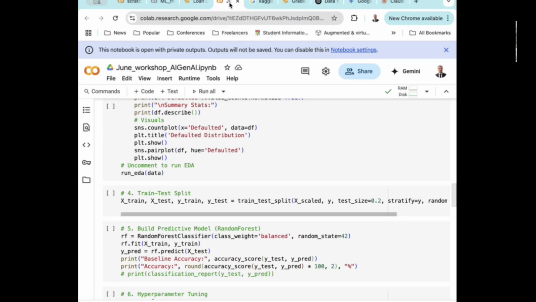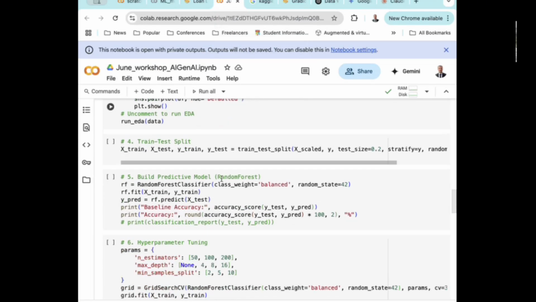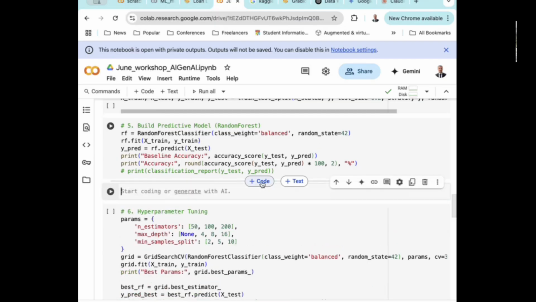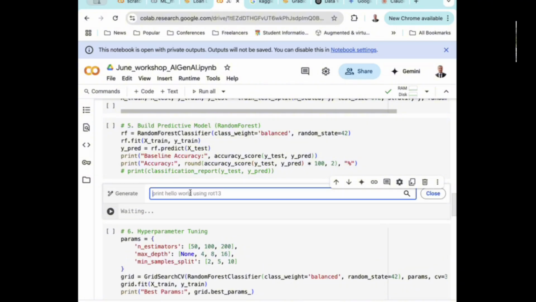Let me go back to the code file, the one that we did just now. So building the predictive model by using random forests. I'm going to click here. This is a new coding file. And the good thing, Gemini is integrated with Colab. And Gemini is considered as another generative AI tool. Then I'm going to click on here, start coding or generate with AI.